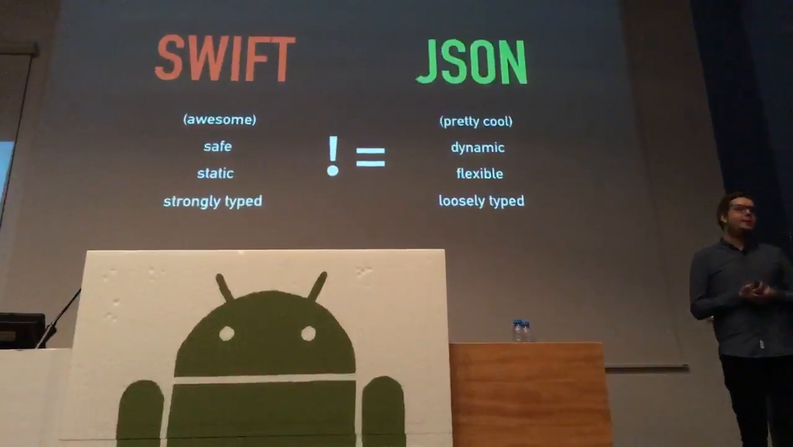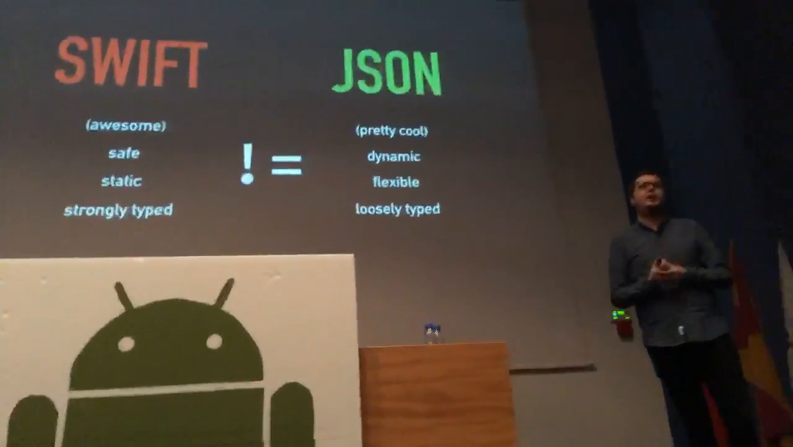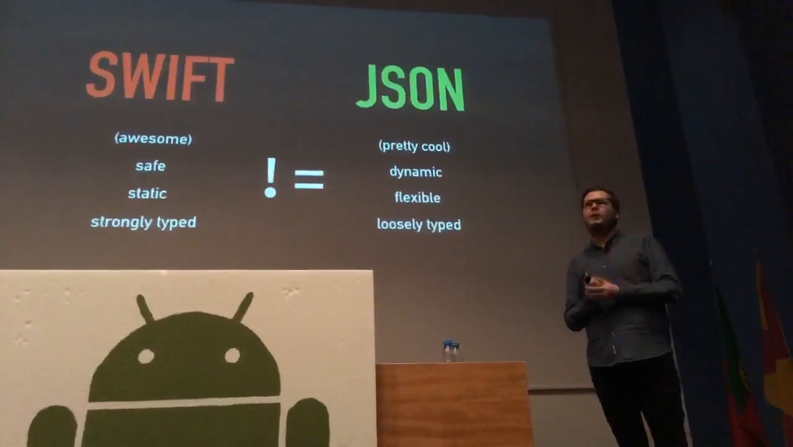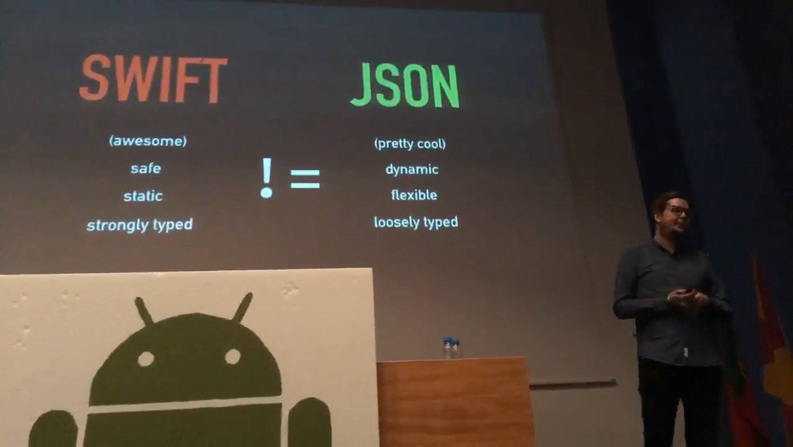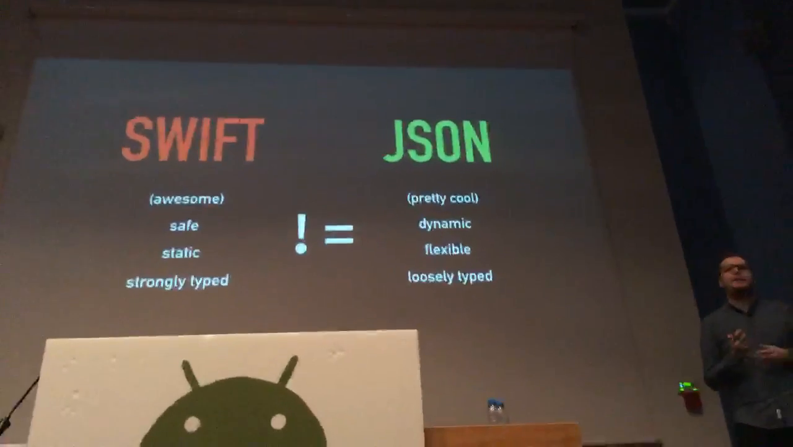We have a conflict of interest. So these things are not inherently compatible, and this becomes very obvious when we start dealing with JSON and Swift. So let me show you a very simple example.